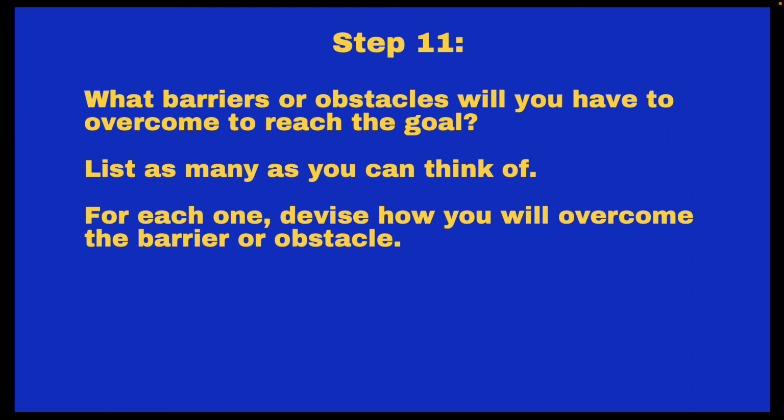Step 11 is to think about all the barriers or obstacles that you will have to overcome to reach the goal. Now again, not to overwhelm you, but so that you can make a plan. So list as many of these barriers or obstacles that you can think of. And once you've made that list, what you're going to do is devise how you're going to overcome each barrier or obstacle. So pause the video and do that, and then come back.